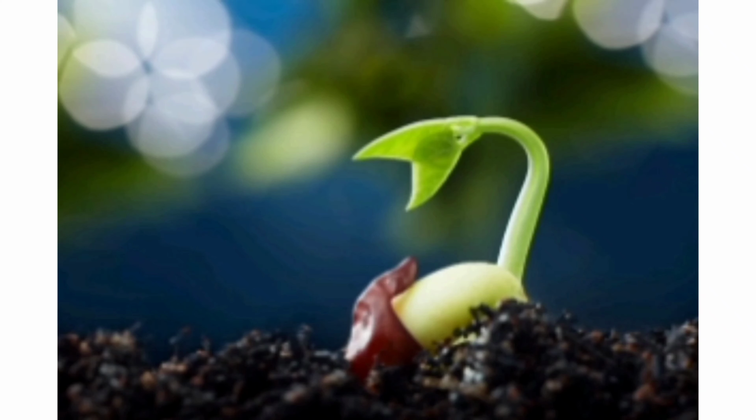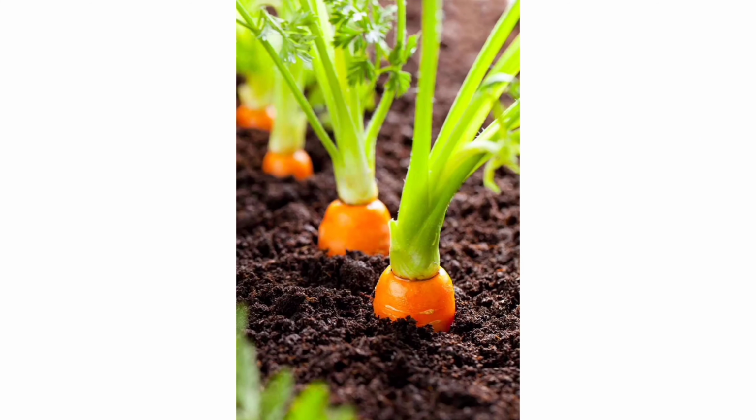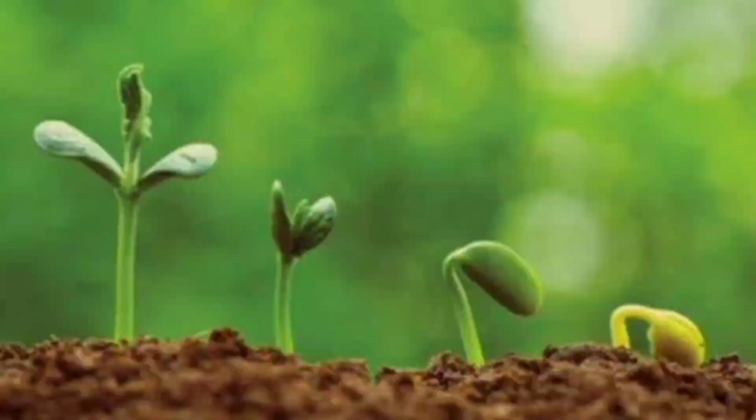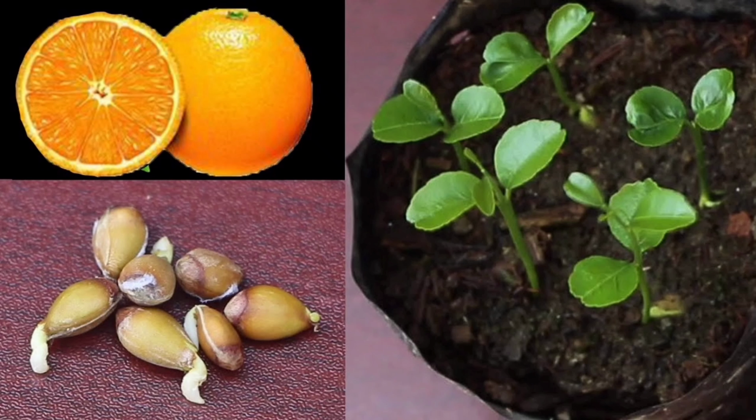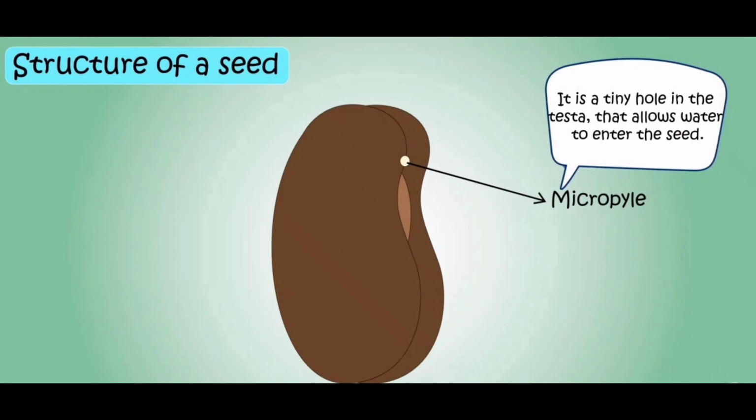Plants grow from seeds. Plants do not grow only from seeds. They grow from their roots, stems, and leaves. And we are going to learn about how plants grow from seeds. When we eat an apple or orange, we find some seeds inside them, through which they grow into new plants.